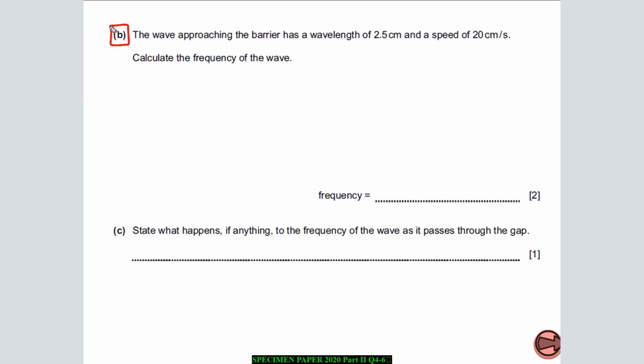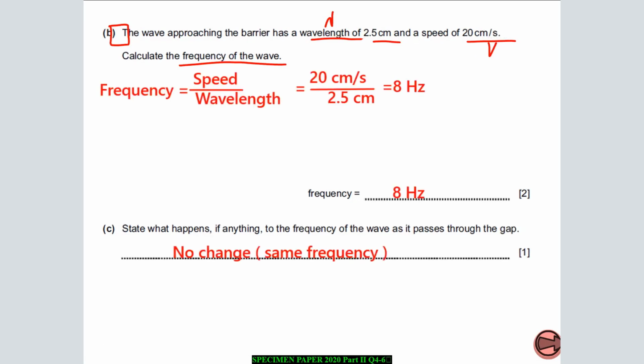Part B is simply asking us to calculate the frequency of the wave. So what is given to us? The wavelength is given to us, which means lambda is given. Its value is given in centimeters, and the speed V is also given in centimeters per second. We need to simply calculate the frequency. So this is how we can calculate frequency.